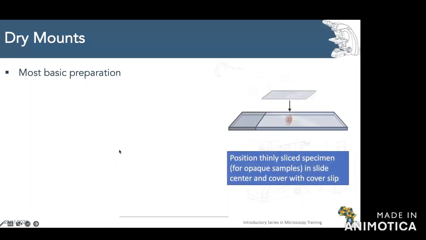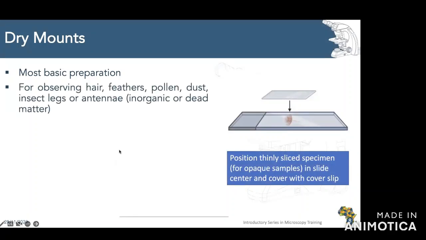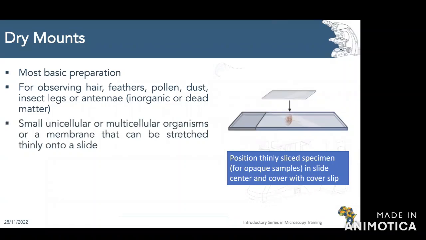So dry mounts are really the most basic preparations, and these are used for something like hair or feathers, pollen, dust, insect legs or antennae. I'm sure a lot of you would have done this in first-year biology. Essentially you position a specimen onto a slide, cover it with a cover slip, and put it onto the microscope.